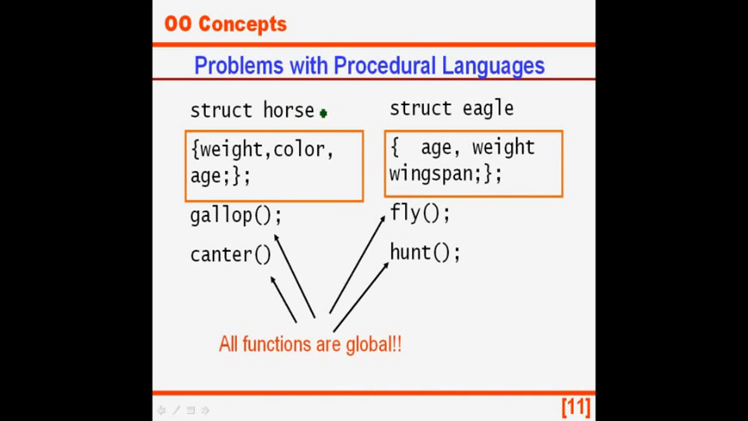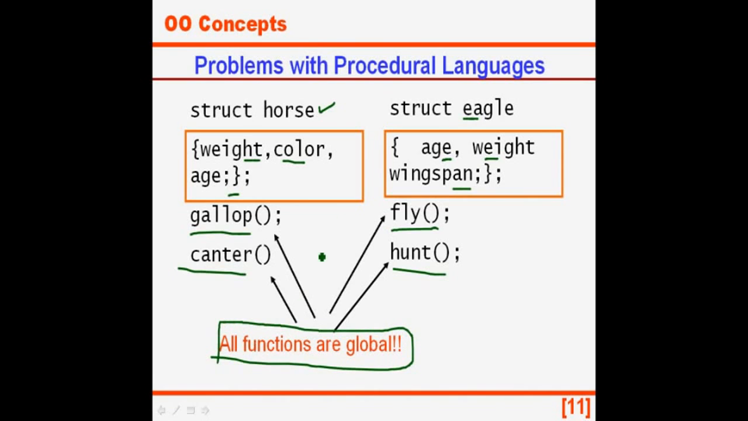Let's take another example of a structure horse, which has a weight, a color and an age as its members. And we have a structure eagle, which has a weight and a wingspan. The eagle flies and hunts. The horse can gallop and canter. Now, all functions are global. That means the C compiler has no method of knowing that horses cannot fly and that eagles cannot gallop. So if there is any illegal call, it has to be handled at runtime and it could lead to some errors.